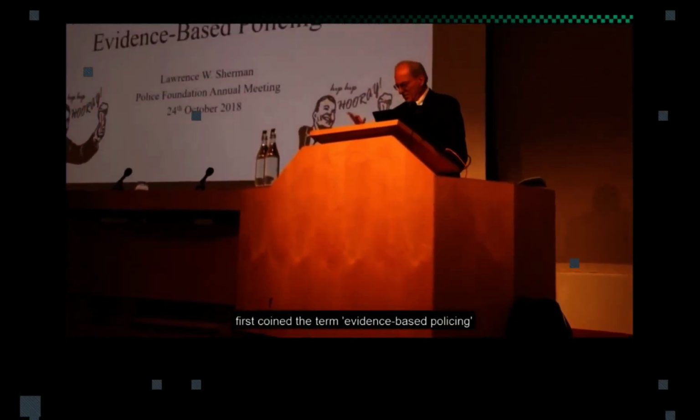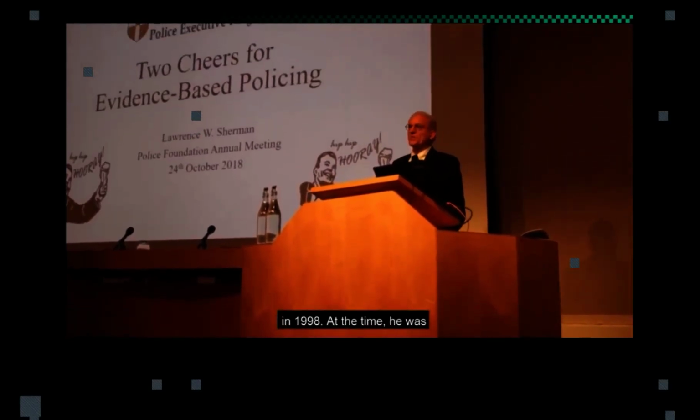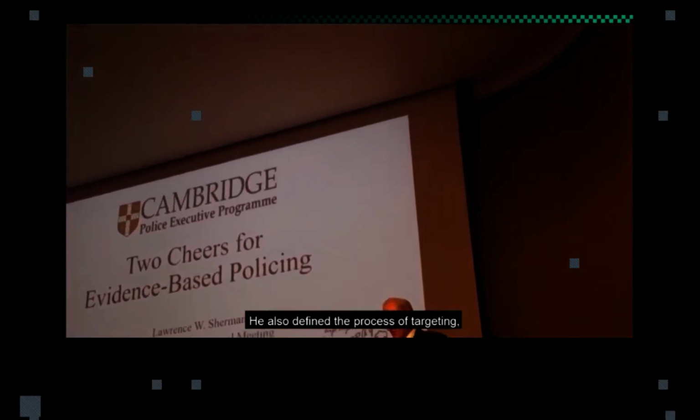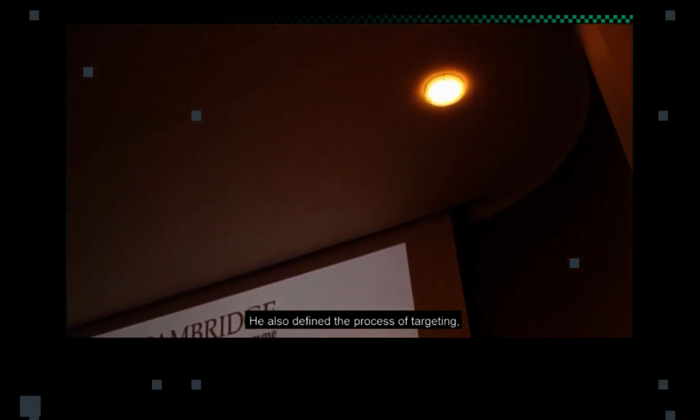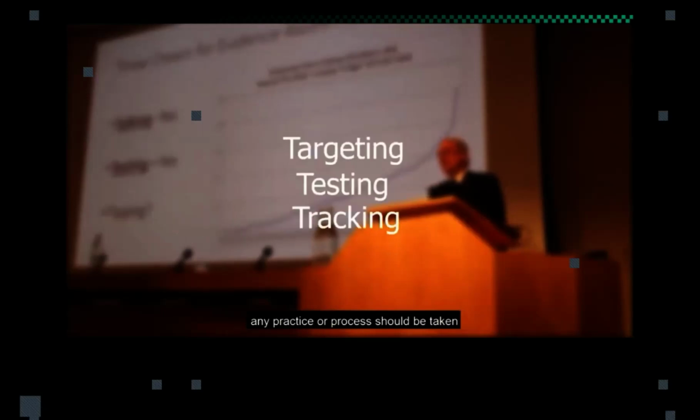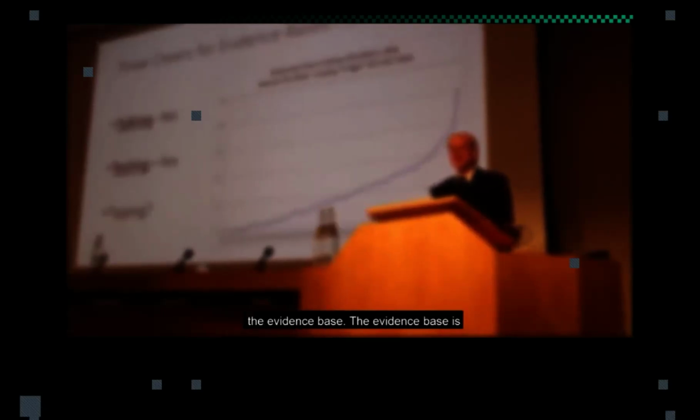Cambridge criminologist Lawrence Sherman first coined the term evidence-based policing in 1998. At the time, he was still working with the US police force. He also defined the process of targeting, testing, and tracking, which describes how any practice or process should be taken through an evaluation to form part of the evidence base. The evidence base is simply the accumulation of what we know.